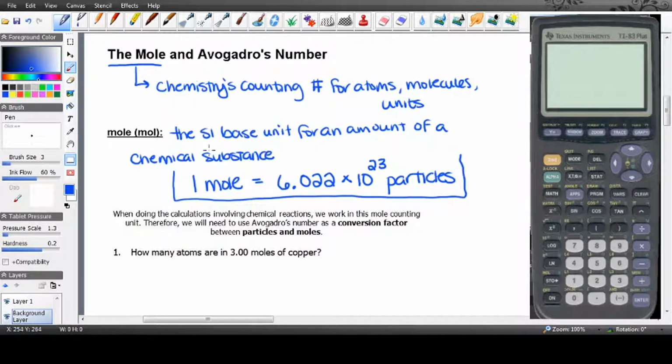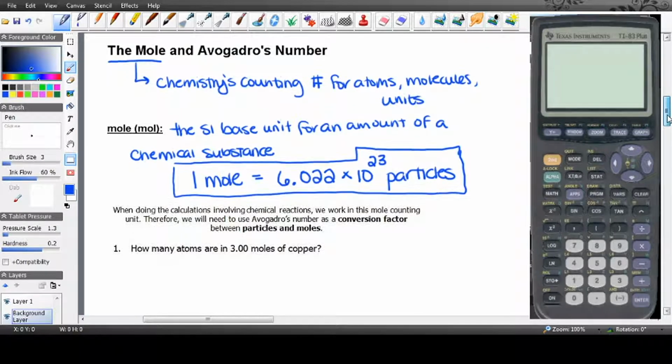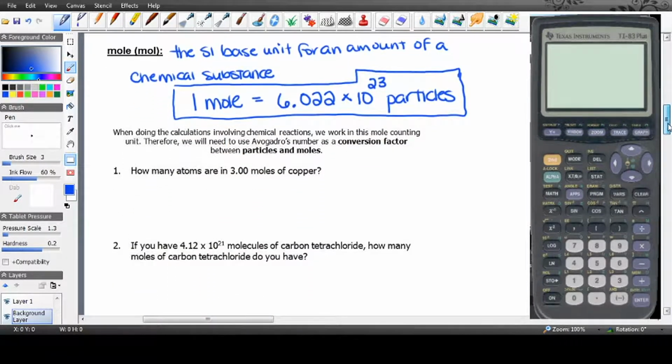And frankly, oftentimes we just work with 6.02. We drop that other 2 times 10 to the 23rd, just to make our life easier. We'll just go with 3 sig figs. Okay, so let's practice using Avogadro's number as a conversion factor.